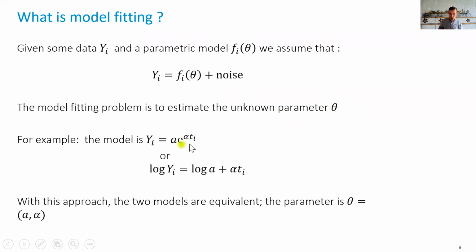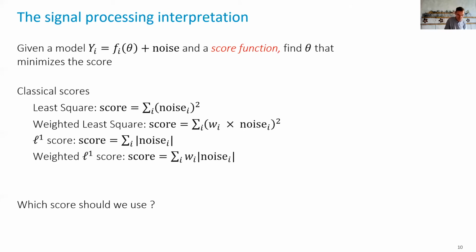For example, here, if you voted for the natural scale, this is your model. If you voted for the log scale, this is your model here. Of course, there is a one-to-one mapping between log A and alpha. So those two models essentially are the same here. They're equivalent with a parameter that has two components, A, the initial value here, and alpha, which is the rate of growth of the system. So if we put it like this, the two models are essentially equivalent, so there's no difference here.